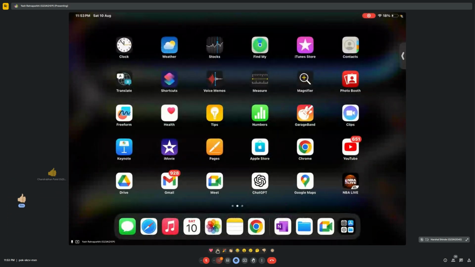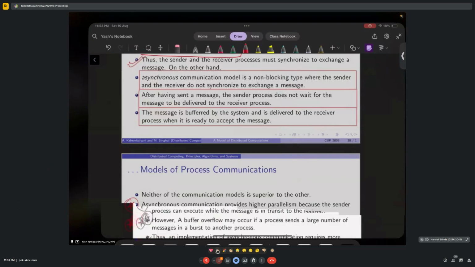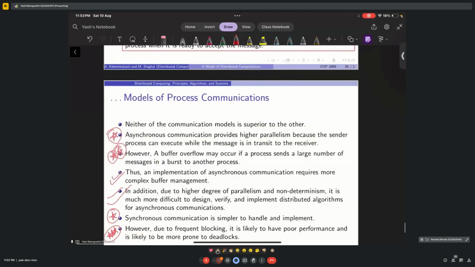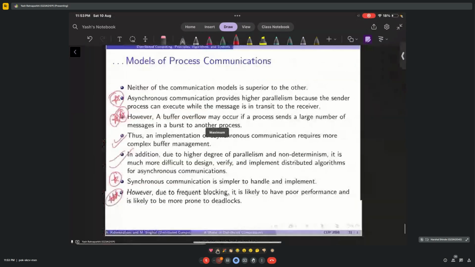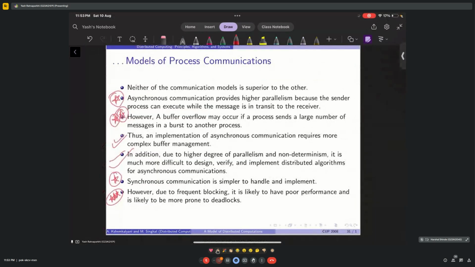Guys, just एक slide और बचा है. Just one more. And we are done. See, this is the last one. Okay, and this slide just talks about pros and cons of that communication. Okay, so it says neither of the communication models is superior to the other. Asynchronous communication provides higher parallelism because the sender can execute while the message is in transit.